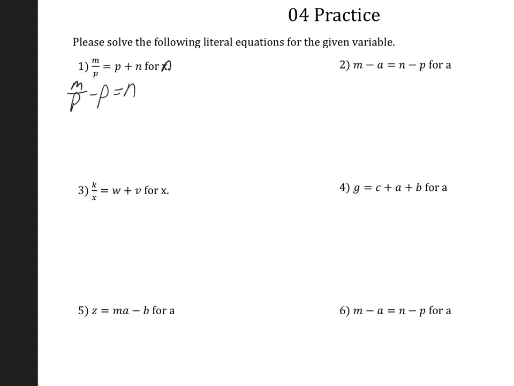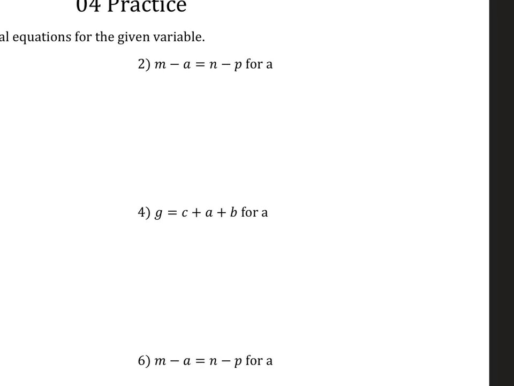Okay, so we should have gotten m over p minus p equals n. So cool. Let's double check how that would work. Looking at this, I want n by itself, so I want to get rid of this p. So I'm going to subtract p from both sides. So that's going to give me m over p minus p equals n. Perfect. Okay, go ahead and try the second one.